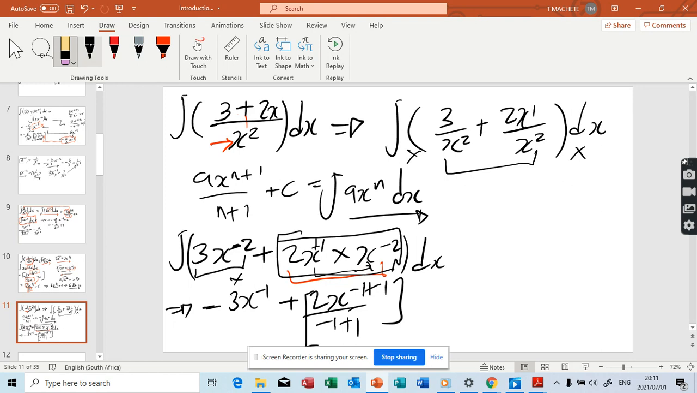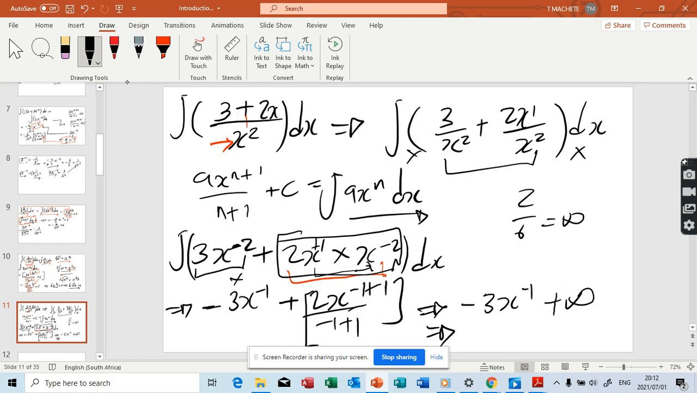So if we don't ignore that undefined, don't get confused. Just ignore it. Anything divided by 0 is undefined, so you'll never get this. Your answer will be minus 3x to the power minus 1 plus undefined. Let's ignore this undefined for now because the aim is to show you guys how to solve these things. So here you're going to get minus 3 over x plus that undefined. There's no need for you to write it. We're just writing it because we got 2 over 0.